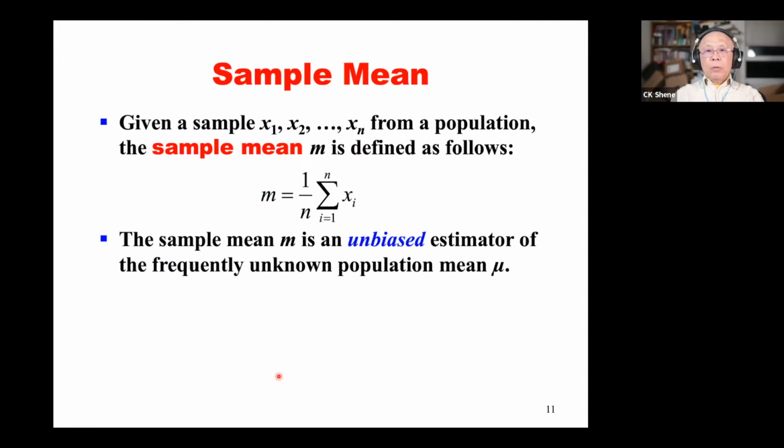Then we review some of the definitions, which you may have already learned in a statistics or even in a high school course. Sample mean, usually I would just say mean. Given the sample x1 to xn, the mean value of this sample is, we add them together and divide by the size n. The mean value is usually represented by m. The sample mean m is an unbiased estimator of the frequently unknown population mean mu.